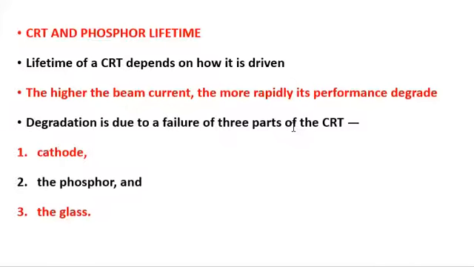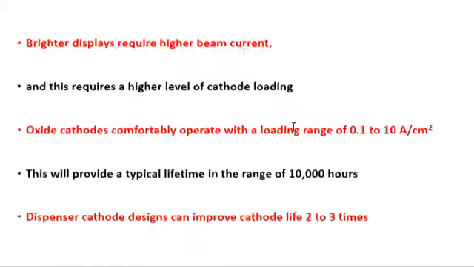The lifespan of any CRT screen depends on how it has been driven, that is, how it has been used. The higher the beam current incident on the screen, the more rapidly it will start degrading. This degradation is due to failure of three parts of the CRT. The first one is failure of the cathode, where the electrons are produced; then failure of the phosphor, on which the screen is formed; and failure of the glass, which is the external part on which we see the image.